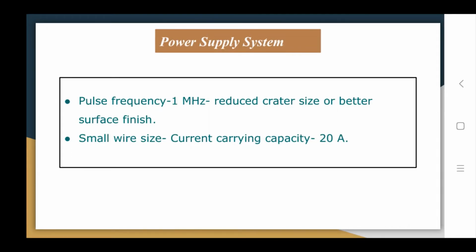So you cannot go beyond 20 amperes, because we are using a very small diameter wire, so we cannot give more current to the wire. In that case the wire will break, because of the high heat generation. Okay, so this is about the DC power supply system.